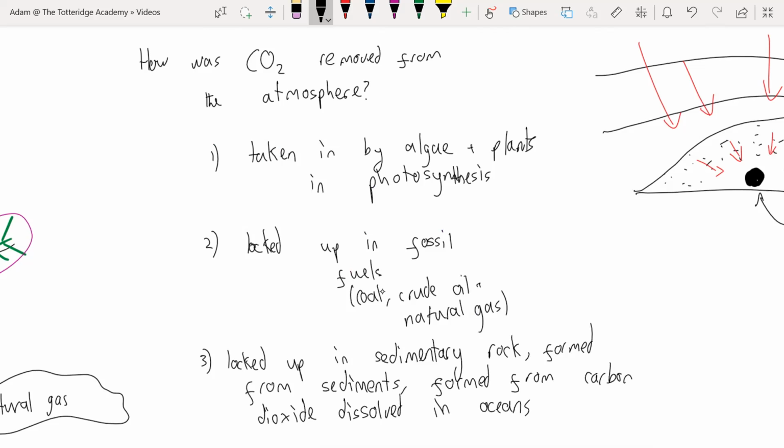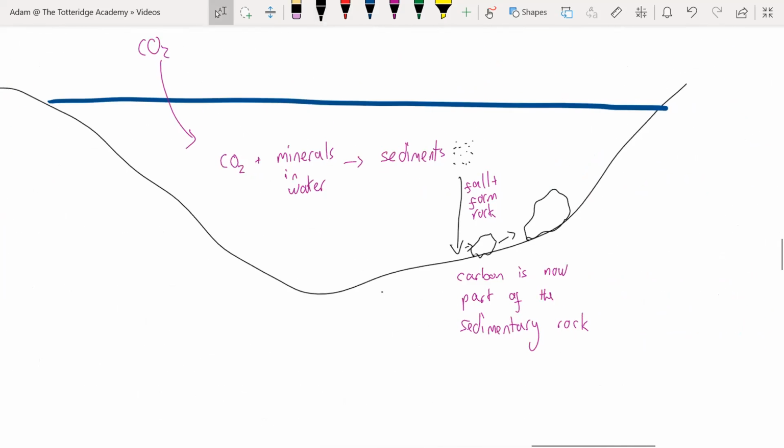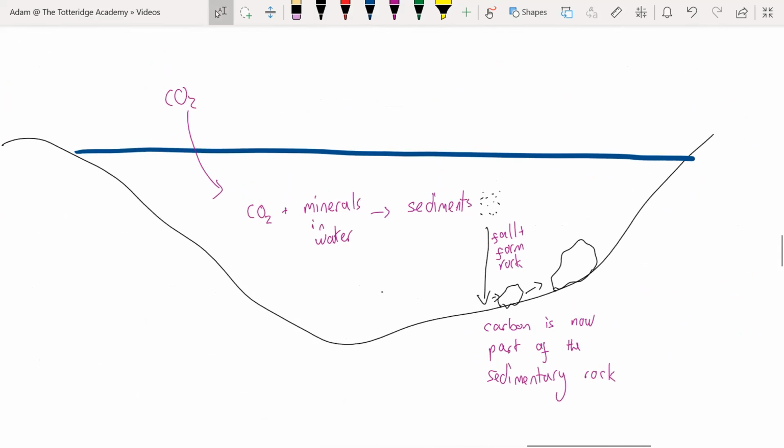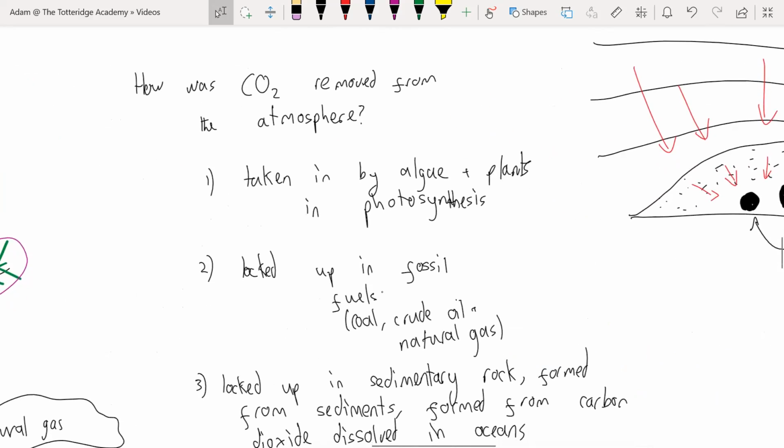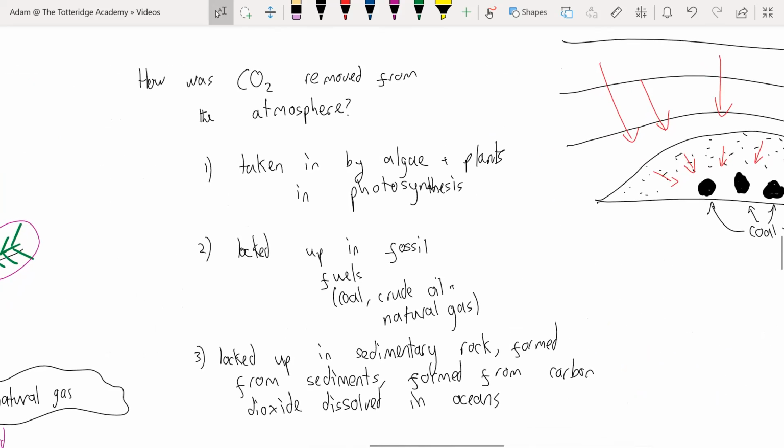So again, the carbon dioxide, we'll go back and do it one more time. I'm not sure I did a particularly good job of explaining that. The carbon dioxide dissolves in the water. In the water, it reacts with various minerals. It turns into these tiny little bits of dust called sediments. They eventually form rock. And then that means that the carbon is locked up in that rock. And we call that rock sedimentary rock. Hopefully that is clear. All right, that leaves us with 3 major points over here.